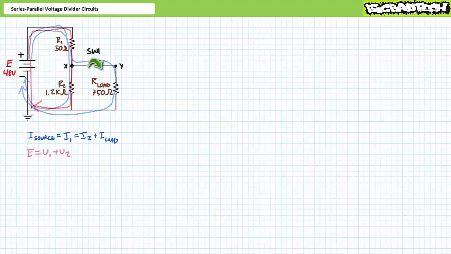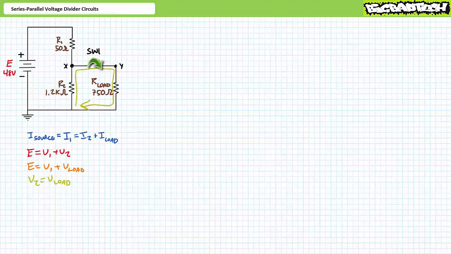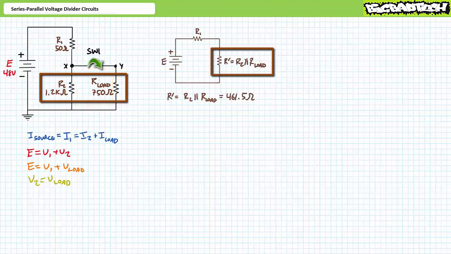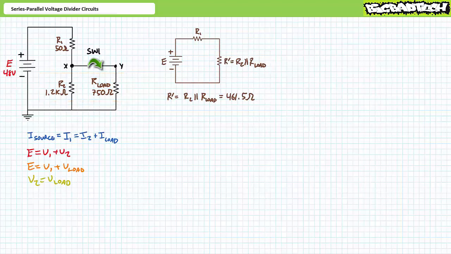A Kirchhoff's voltage law analysis of this loop in red suggests that E equals V1 plus V2. A Kirchhoff's voltage law analysis of this loop in orange suggests that E equals V1 plus voltage across the load. Finally, a Kirchhoff's voltage law analysis of this loop in yellow suggests that V2 equals the voltage across the load. These analyses imply that R2 is perfectly in parallel with the load resistor. The parallel combination of R2 and R load is 461.5 ohms. Let's call this simplification R single prime. R single prime is perfectly in series with the resistor R1. A Kirchhoff's voltage law analysis of the pure series simplification suggests that E equals V1 plus V single prime.